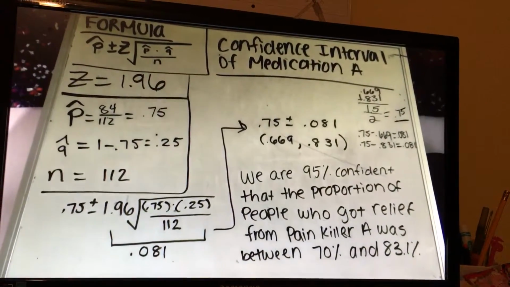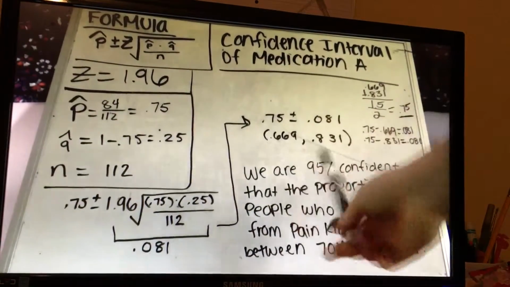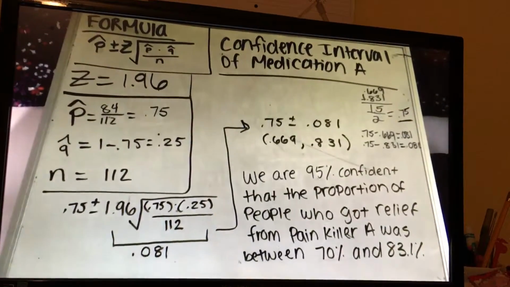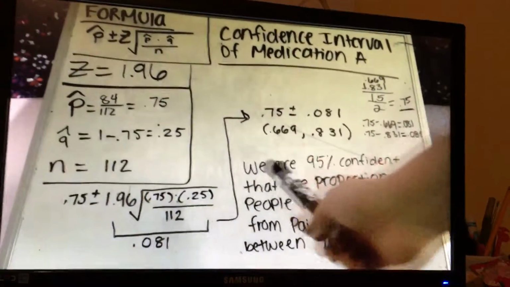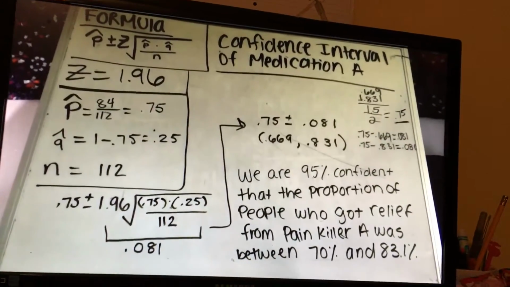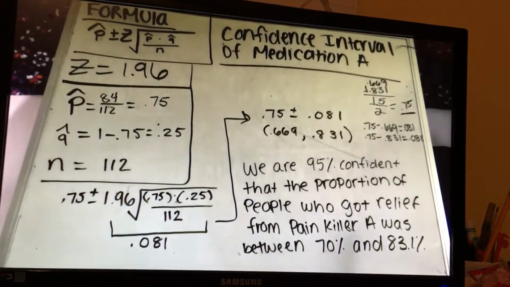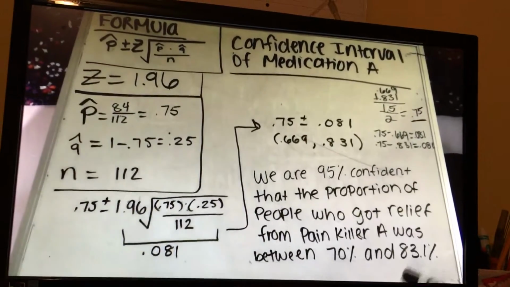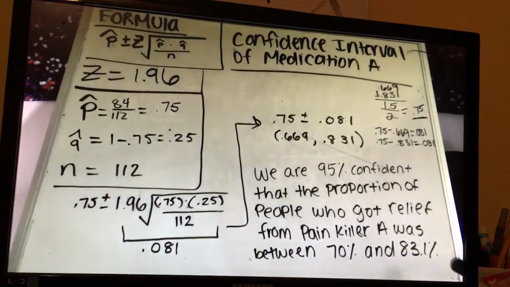Now, you write out your sentence explaining what this means. So, we are 95% confident that the proportion of people who got relief from painkiller A was between 66.9% and 83.1%.